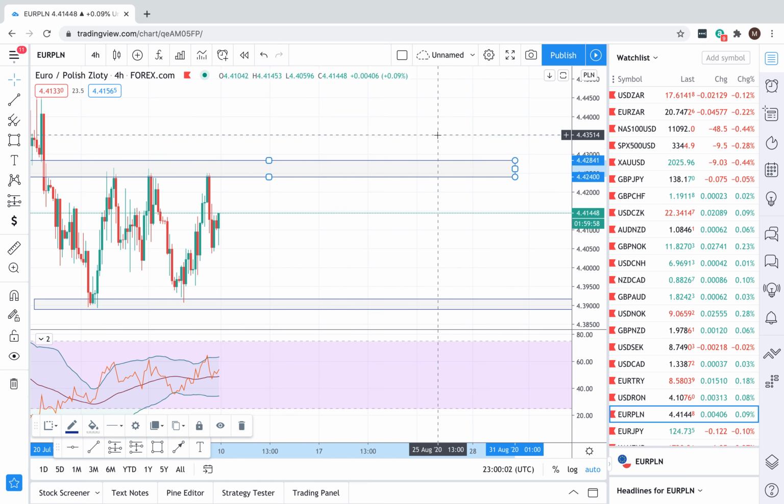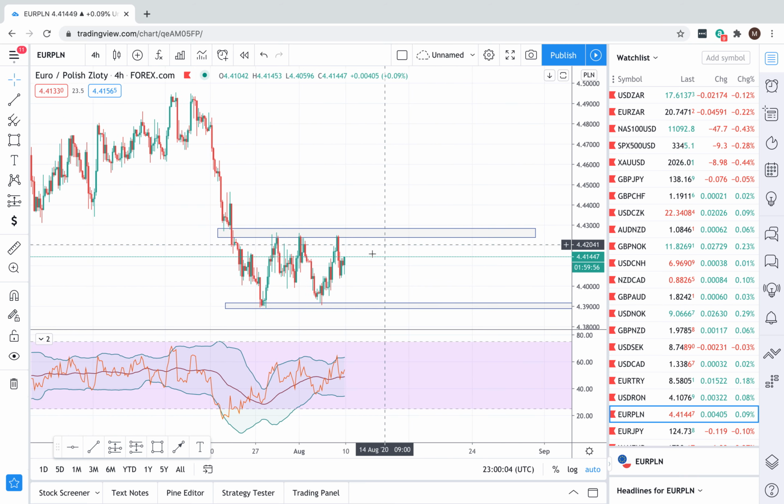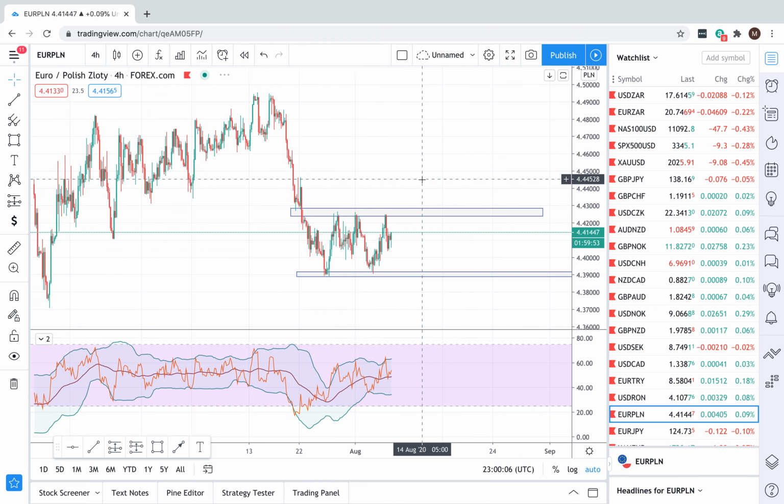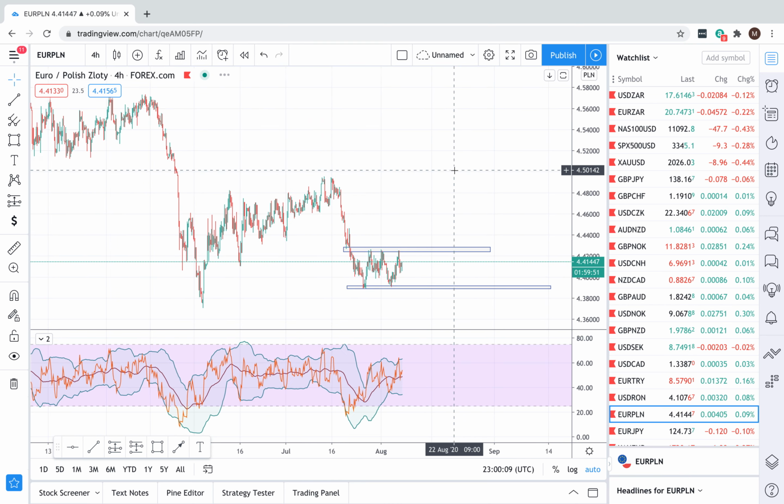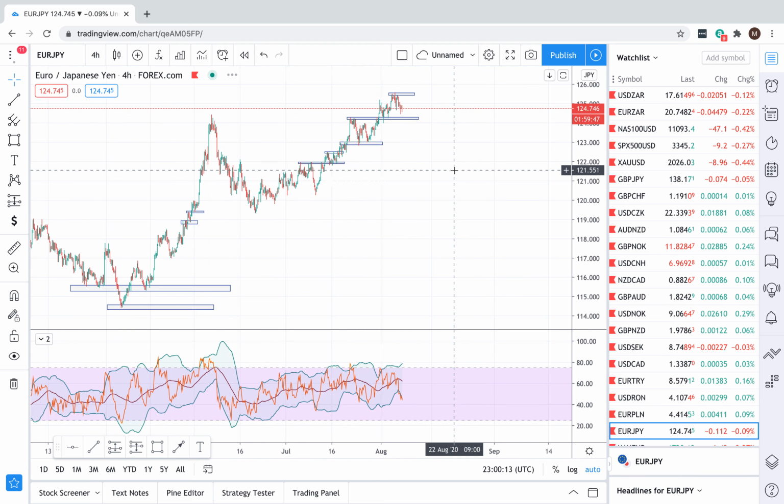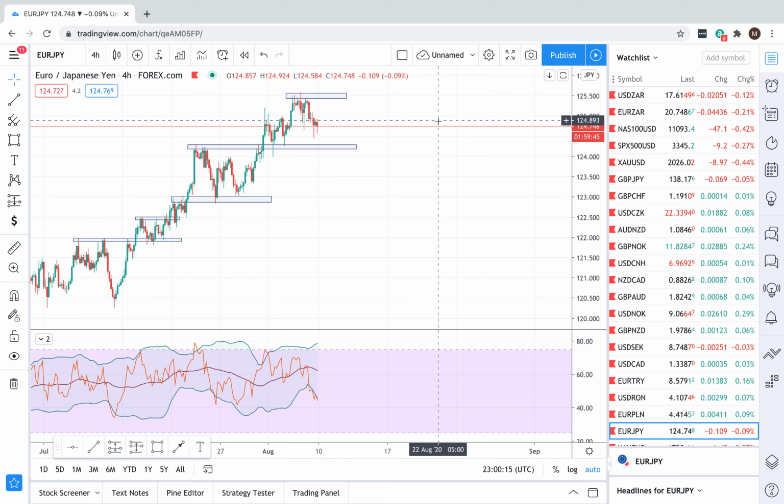Euro PLN, same thing, possible retest at the zone to go in short, or break of the zone to go in short after retest, or we have continuous momentum at the key level.